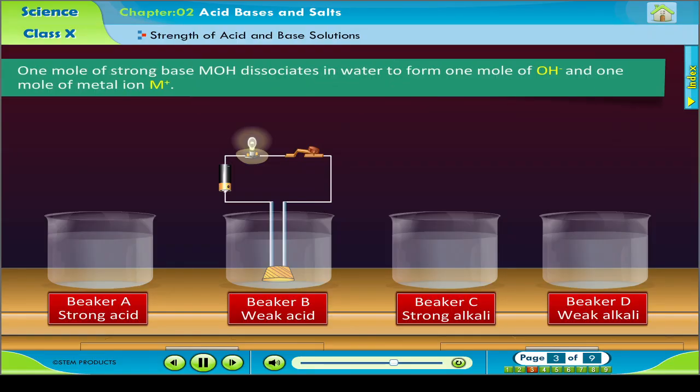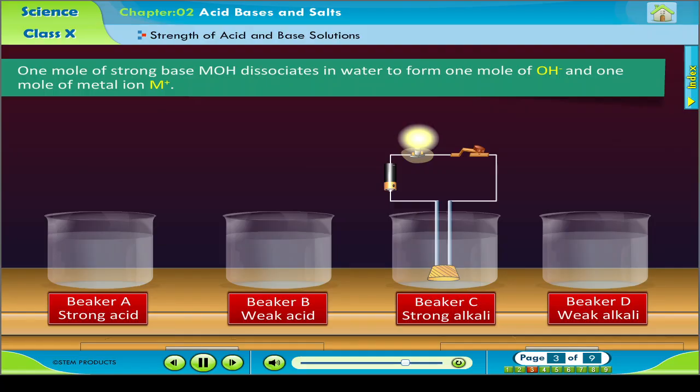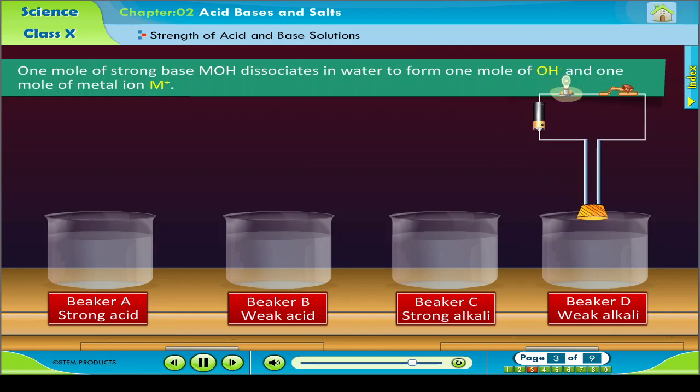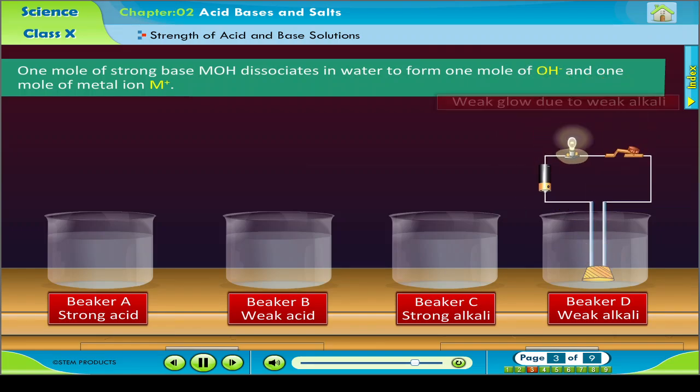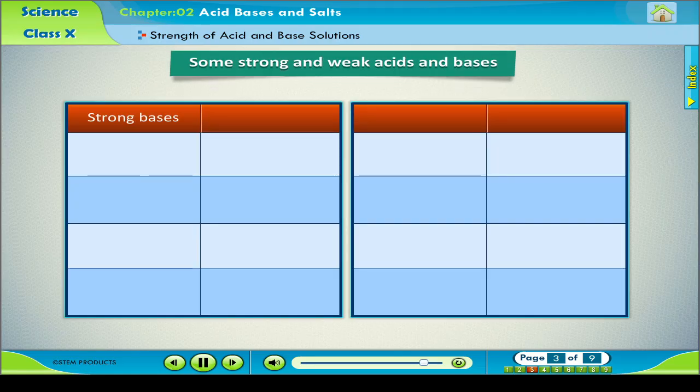One mole of strong base MOH dissociates in water to form 1 mole of OH- and 1 mole of metal ion M+. Strong glow due to strong alkali. Some strong and weak acids and bases. Let's observe the given table.